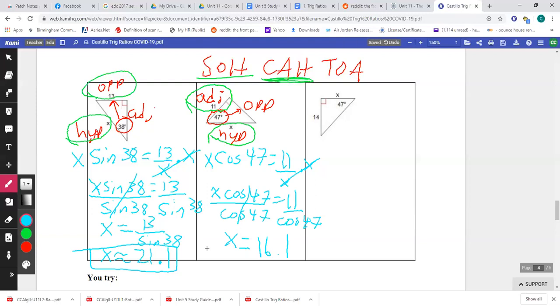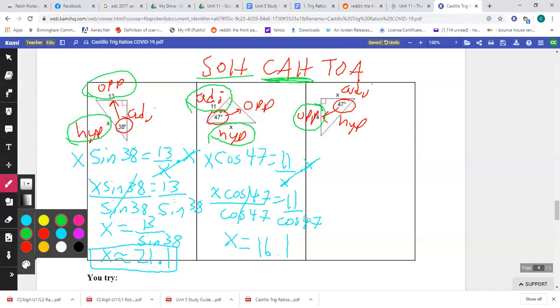Does anyone have any questions? The last one, I'm just going to go over very quickly, because it's the same thing over and over. This is my hypotenuse. Across the 47, that is my opposite, and this is my adjacent. What's given to me here is the opposite, and what I'm looking for is the adjacent. So opposite and adjacent, that's tangent.